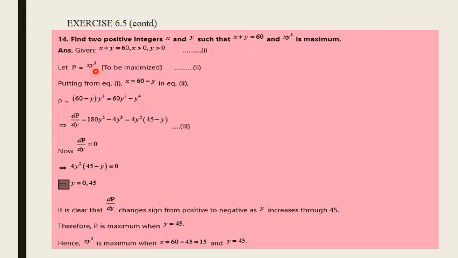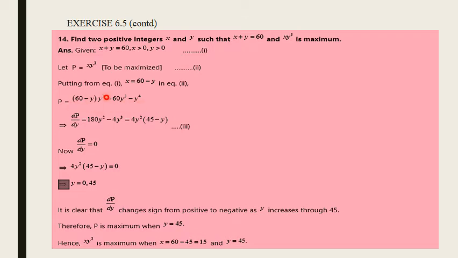Why did we not write y equal to 60 minus x from equation 1? Then y is to be replaced by 60 minus x, and it will be 60 minus x the whole cube. That is a little difficult. So we replace x as 60 minus y and put it in equation 2. So P is equal to (60 minus y) into y cube. We will open it: 60y cube minus y raised to 4.